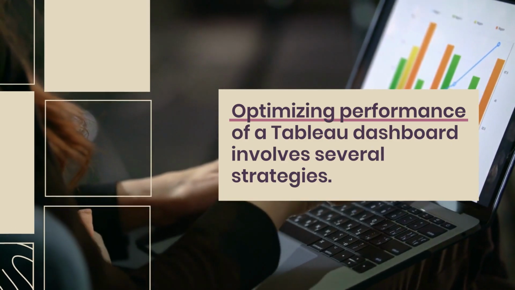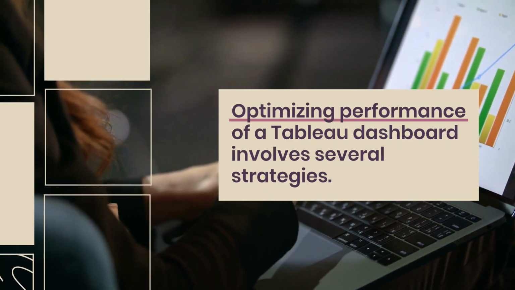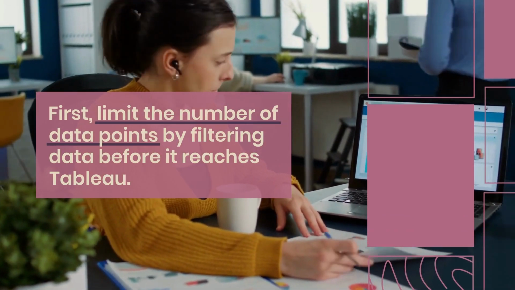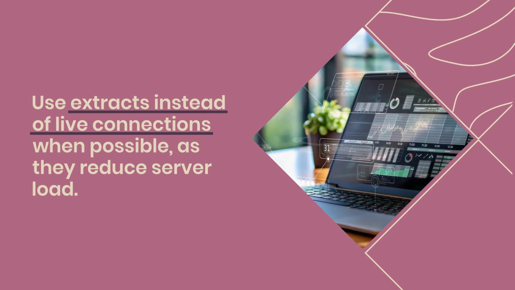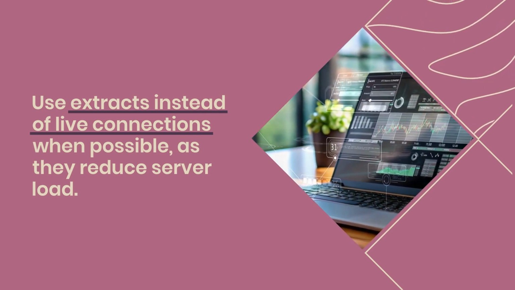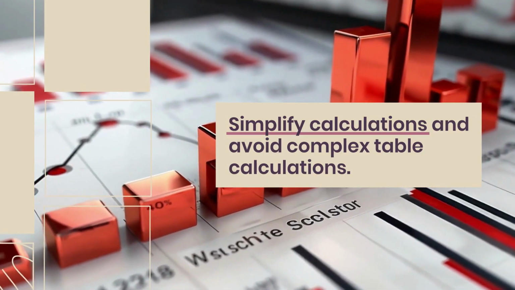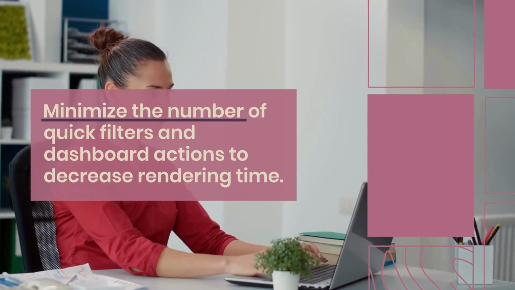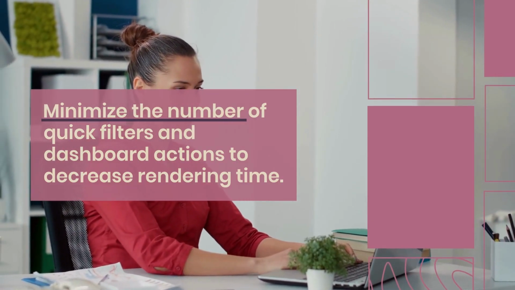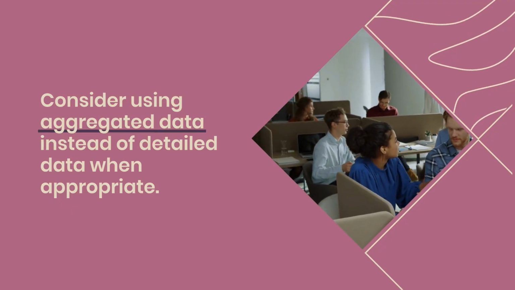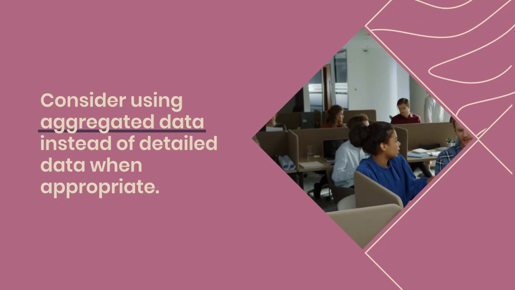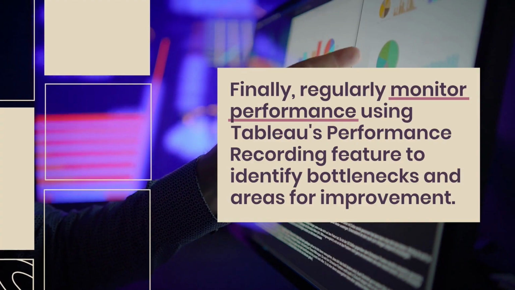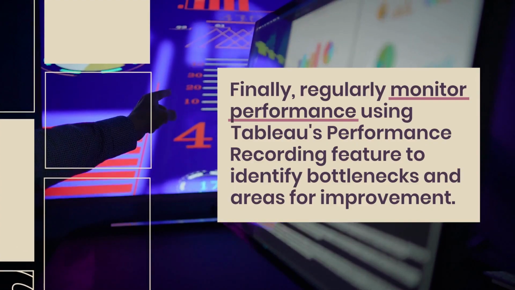21. How can you optimize the performance of a Tableau dashboard? Optimizing performance of a Tableau dashboard involves several strategies. First, limit the number of data points by filtering data before it reaches Tableau. Use extracts instead of live connections when possible, as they reduce server load. Simplify calculations and avoid complex table calculations. Minimize the number of quick filters and dashboard actions to decrease rendering time. Consider using aggregated data instead of detailed data when appropriate. Finally, regularly monitor performance using Tableau's performance recording feature to identify bottlenecks and areas for improvement.